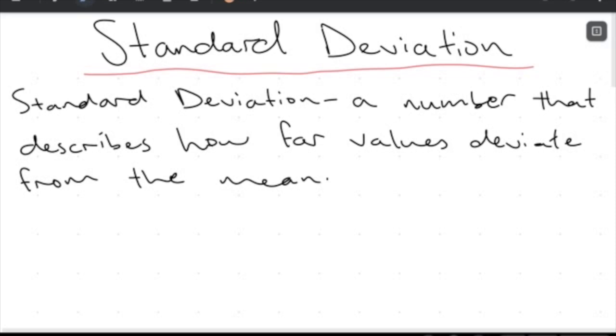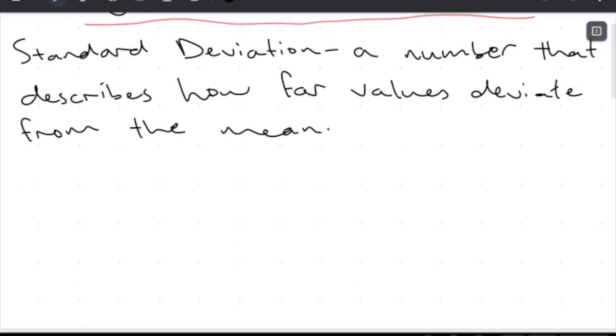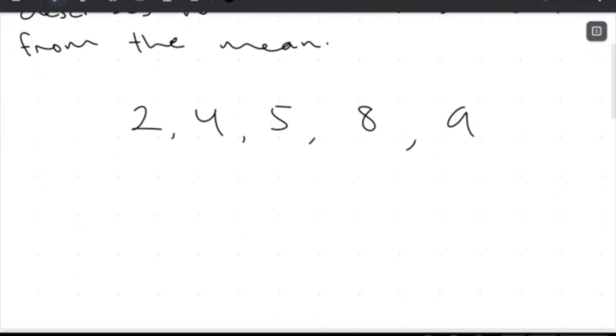Now there's a few steps in calculating the standard deviation. We're going to do this with a pretty simple small data set. So we have 2, 4, 5, 8, and 9. We have all of these numbers here, and we want to calculate the standard deviation.